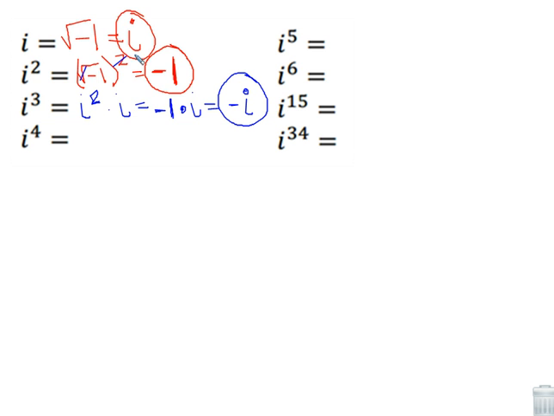First, I have a single I. The moment I square it, it becomes a negative 1. The moment I cube it, it becomes a negative I. There's some type of pattern happening in here that we're going to try to talk about in a little bit.